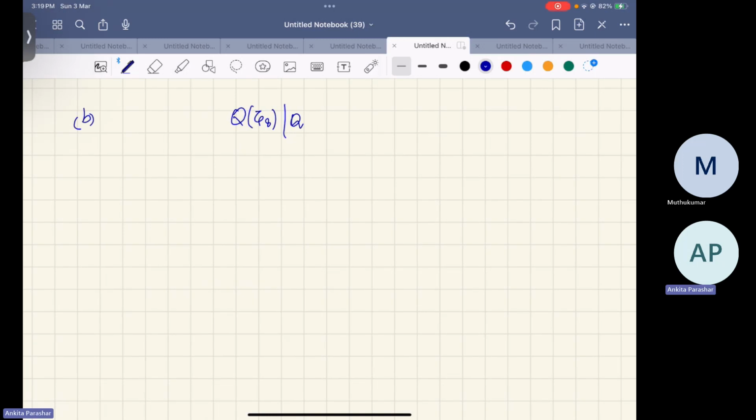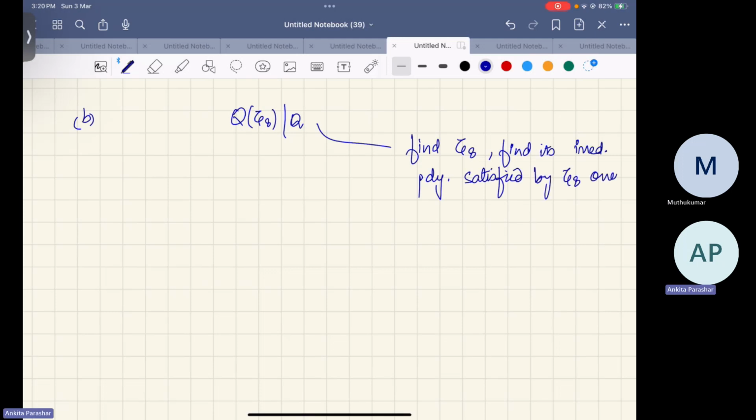Of course, one way is to find zeta 8 and then find the irreducible polynomial satisfied by zeta 8 over Q. But I'm saying there is one more way, which is the way of using phi d of x. Can you see that?